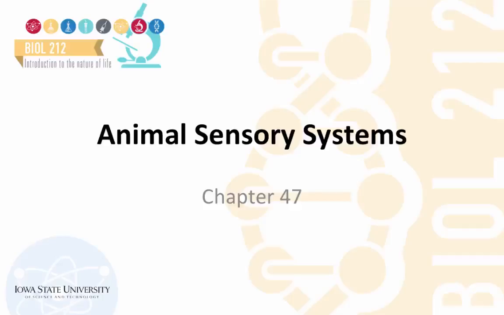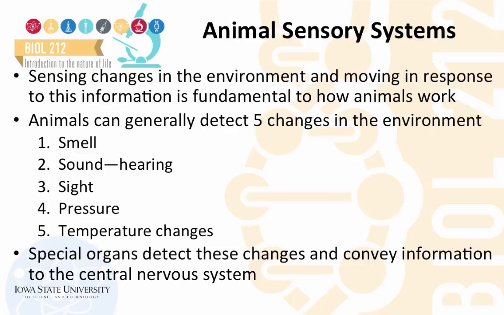In this video, we're going to look at an overview of animal sensory systems. The ability of organisms to survive and thrive in any given environment depends upon their ability to sense changes within that environment and respond to it. Animals can typically detect 5 changes in the environment. These include smell, sound, sight, pressure, and temperature changes. There are special organs within organisms that detect these changes and convey information to the central nervous system.